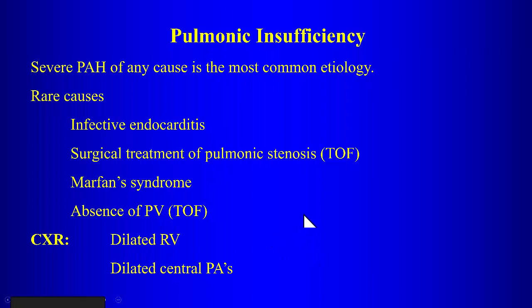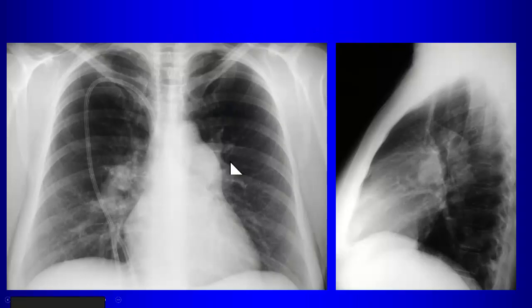So what you tend to see is what you see with pulmonary hypertension. Big central pulmonary arteries here, enlargement here along the outflow tract of the right ventricle. These are the manifestations of pulmonary hypertension, which tends to be the main cause of pulmonary regurg.